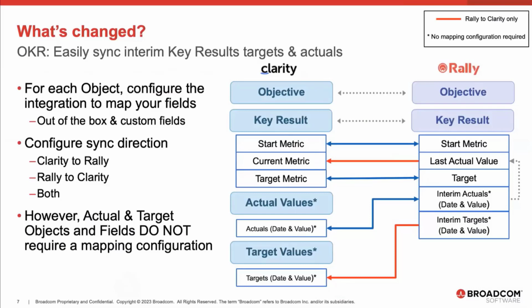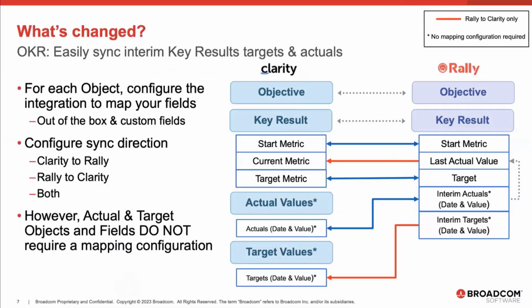This release includes the new ability to sync interim key result target and actuals between Clarity and Rally. So you may be asking, what is an interim target or actual? Interim targets can be thought of as checkpoints to gauge progress towards the defined end target. Interim actuals are just that and can be used to gauge if the interim targets are met.